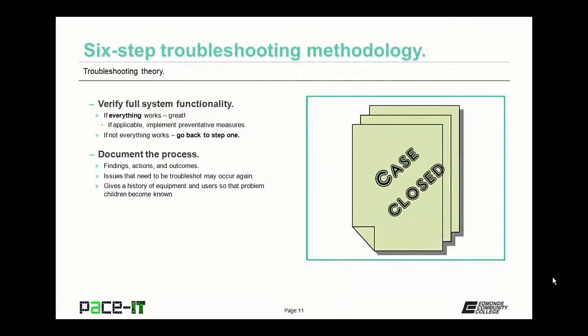But let's talk about if everything was fully functional. This is where you need to document the process. This is where you document findings, actions, and outcomes. This is so if the problem occurs again, there is a document that'll walk somebody through an easy way to resolve the issue. It also gives a history of equipment and users so that problem children can become known. Another important aspect of this is that both positive and negative outcomes need to be documented. This is so that other people don't make the same mistakes that you might have made.